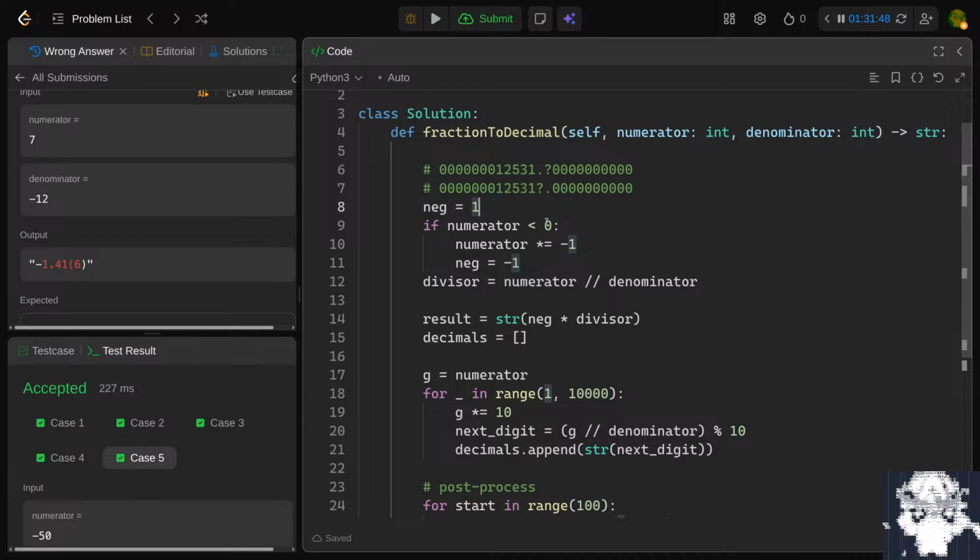So you're negative if the numerator is less than 0, and denominator is greater than 0, or here, a different way to say that is if numerator less than 0, XOR denominator less than 0. And I don't know what the operator precedence is, so I'm going to put parentheses.